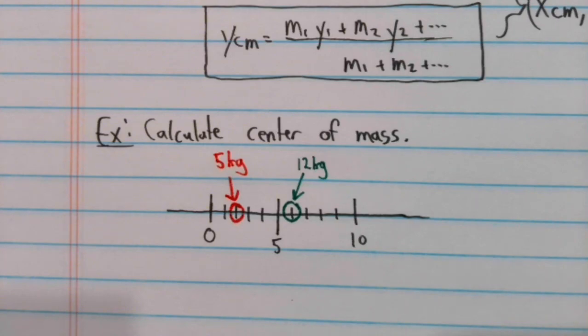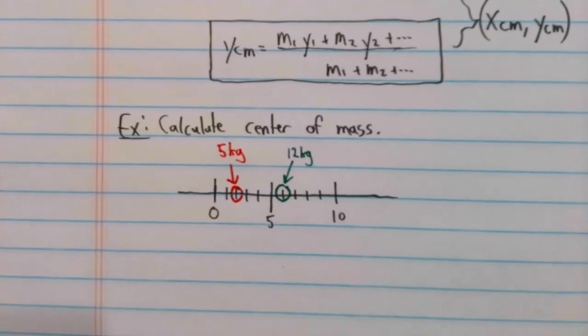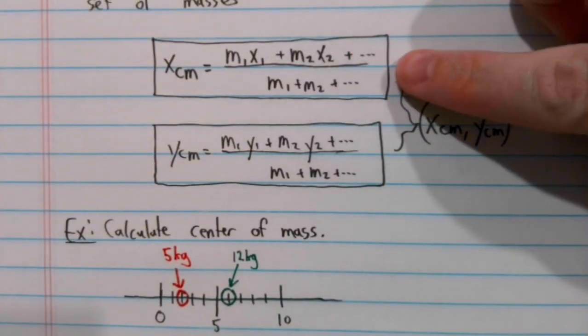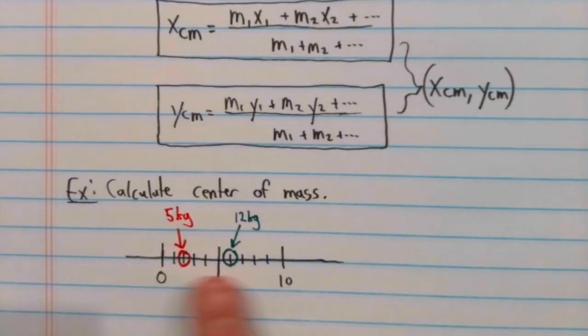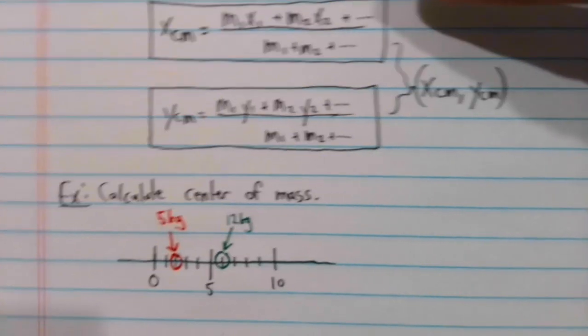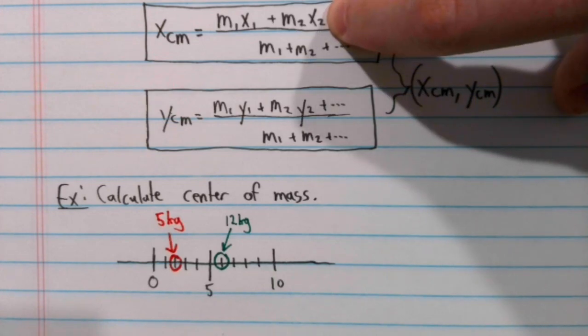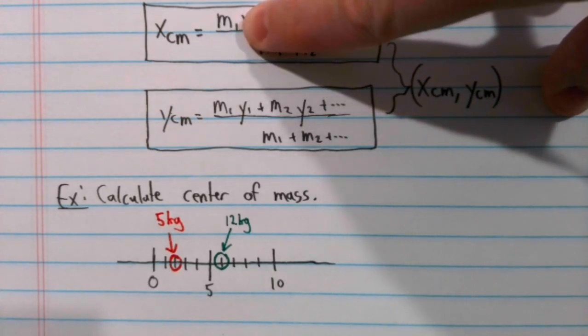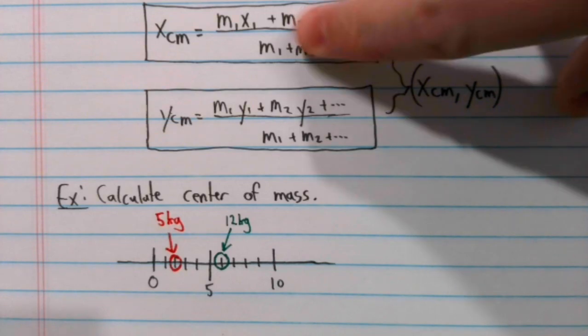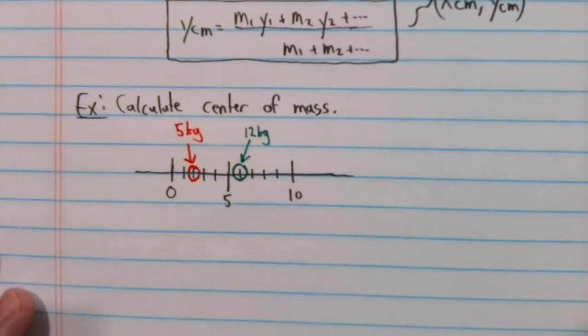I hope it's easy to see how we're going to calculate this. First of all, the x form is more appropriate because we have a horizontal line. Second of all, this is x equals 2 and x equals 6. So the 2 will go in for x1 and the 6 will go in for x2. The 5 goes in for m1 and the 12 goes in for m2. So quite an easy equation to use when it's set up simply like this.